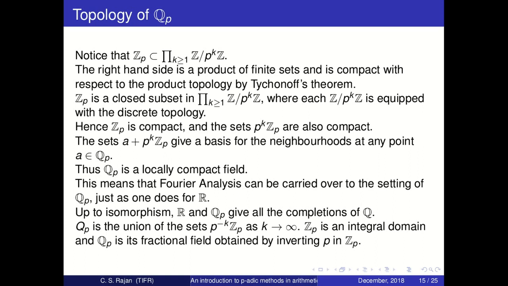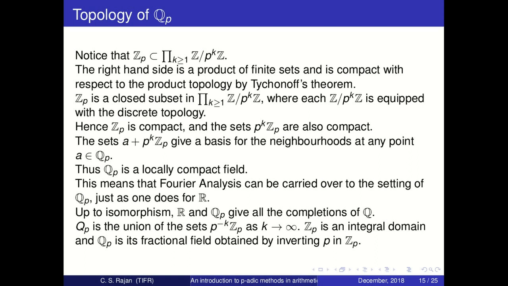by Tychonoff's theorem. And you can see that Zp is a closed subset of this, because the projections are all defined by some projections being equal, when each Z mod p to the power k Z is equipped with the discrete topology. So what you get is that Zp is compact, because it's a closed subset of a compact set. And the sets p to the power k Zp are also compact. So the sets a plus p to the power k Zp give you a basis of neighborhoods for a. So Qp is what is called a locally compact field. Just like the real numbers are locally compact, the p-adic integers are locally compact.